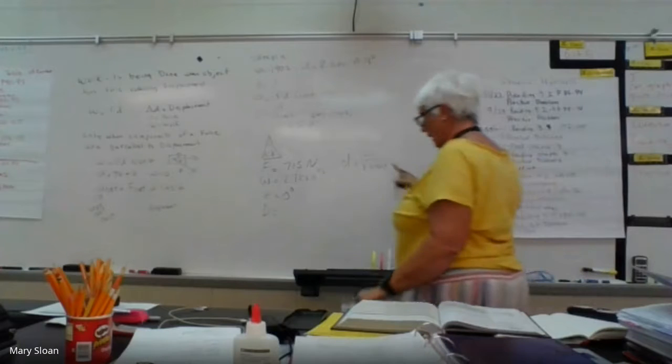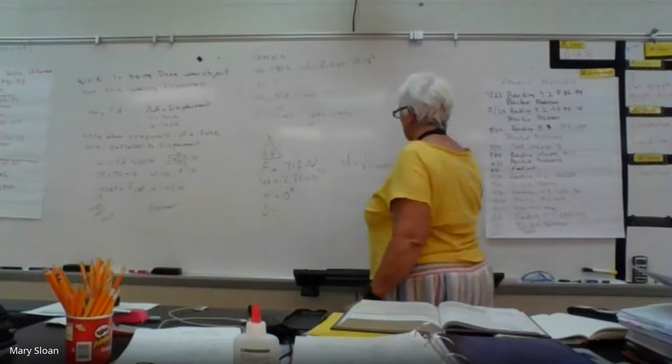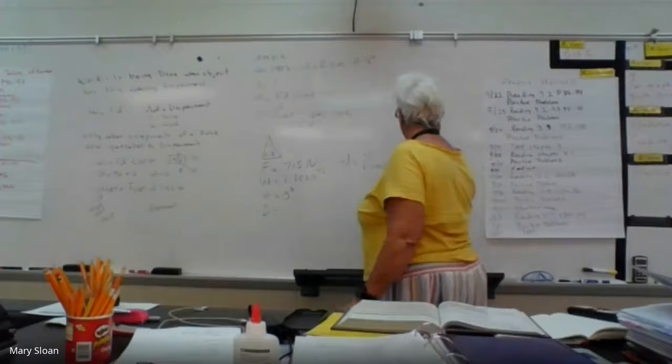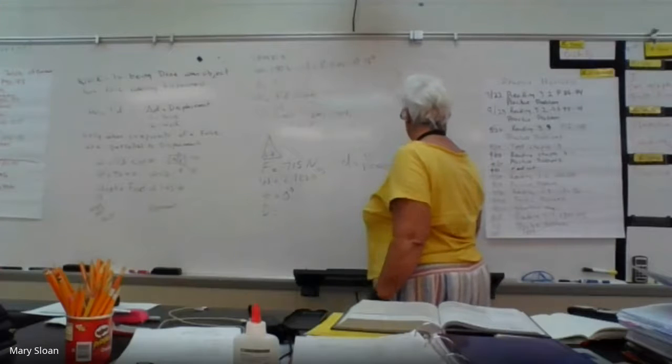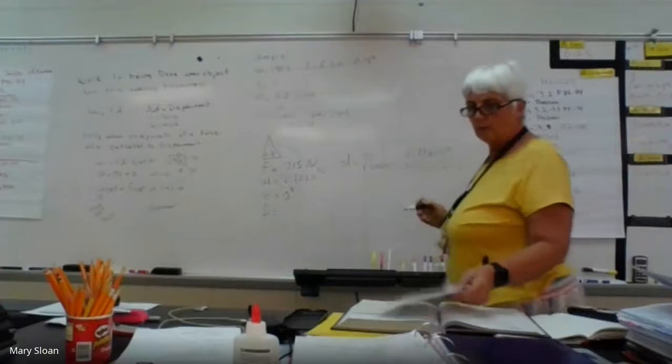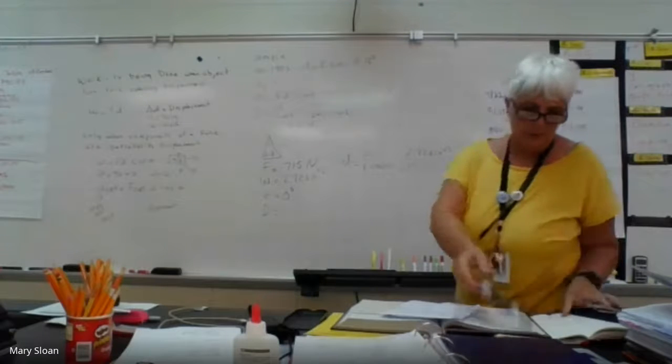So based on that, our work is 2.72 times 10 to the 4th power. We're going to divide that by 715 newtons. And then we're going to multiply by cosine of an angle of 0. So let's put this in our calculator to see what we get.